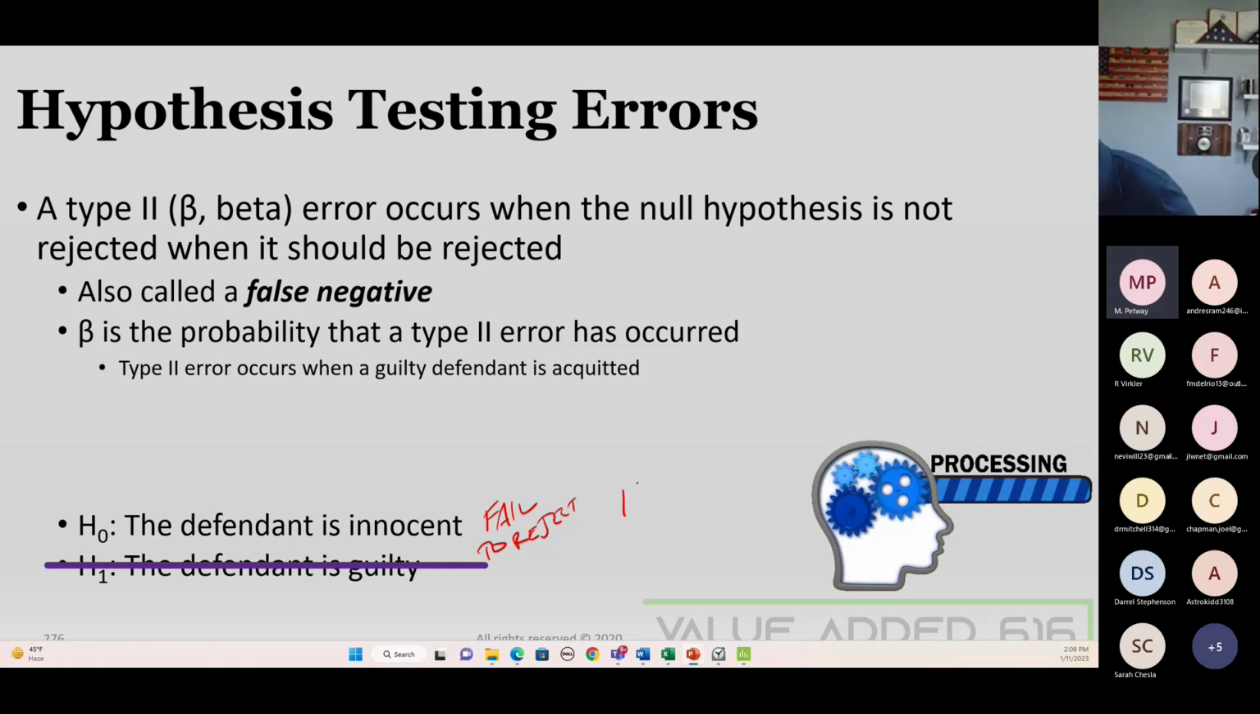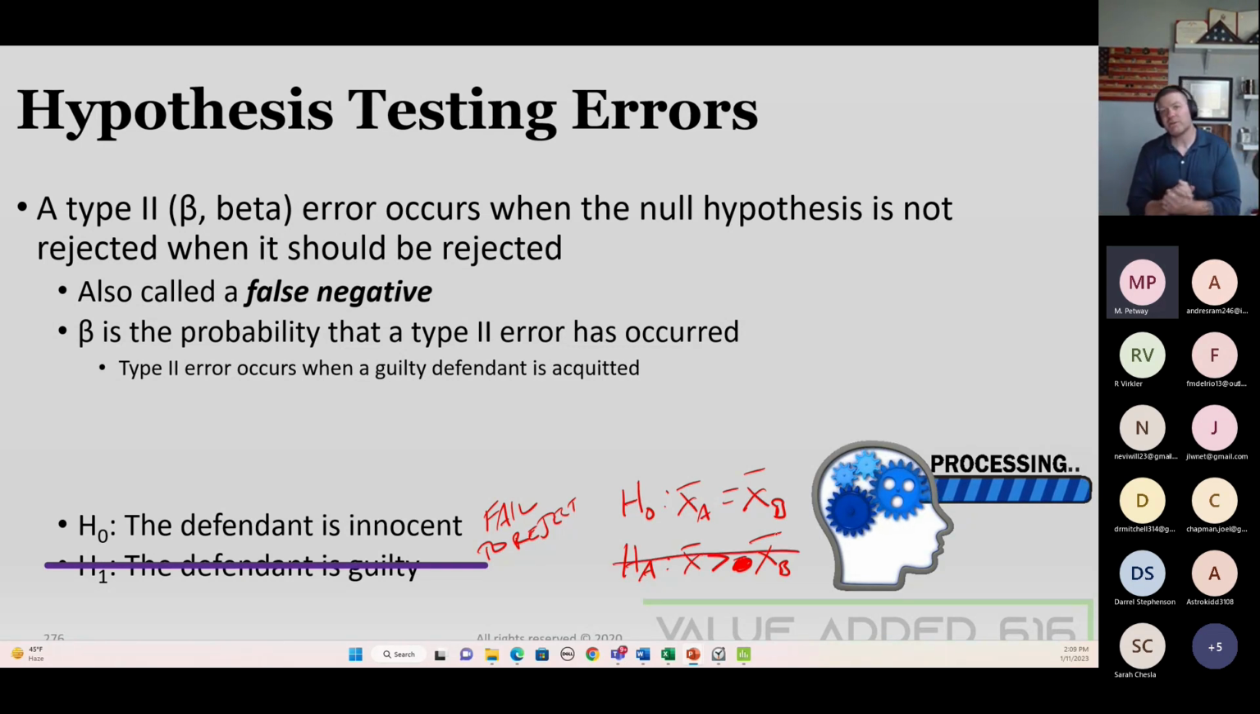Which means, let's do this again. The average for A equals the average of B. And then you have the average of A is greater than the average of B. And we fail to reject it and we say, well, there's no real statistical significance between the average for team A and team B. But absolute truth, which we'll never know, it actually is different. That is a type 2 or a beta error.